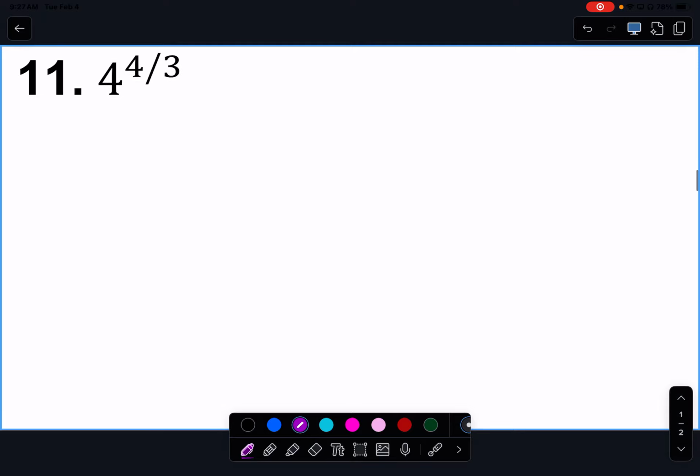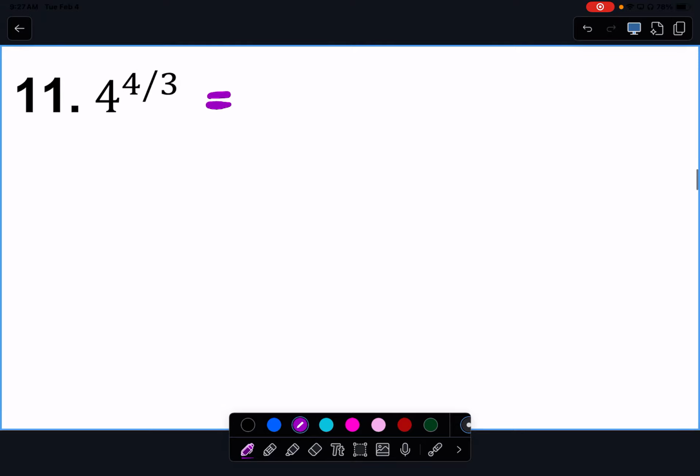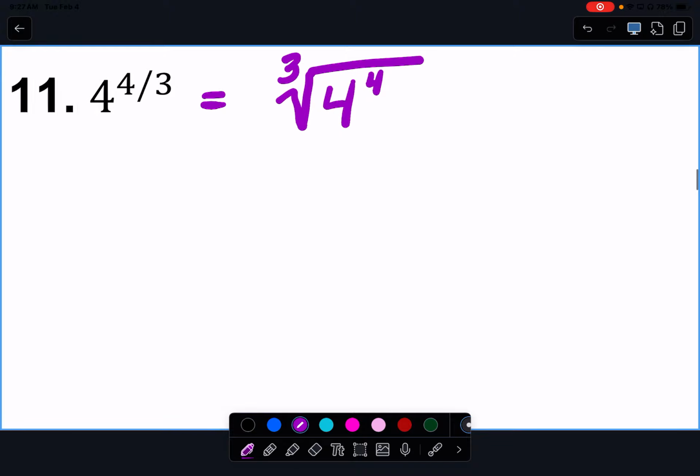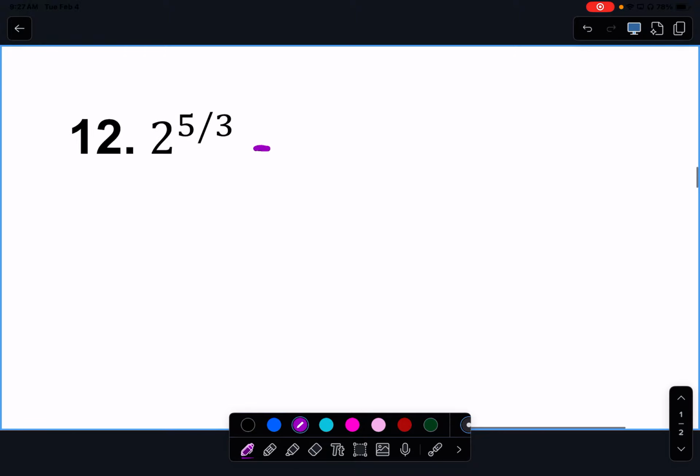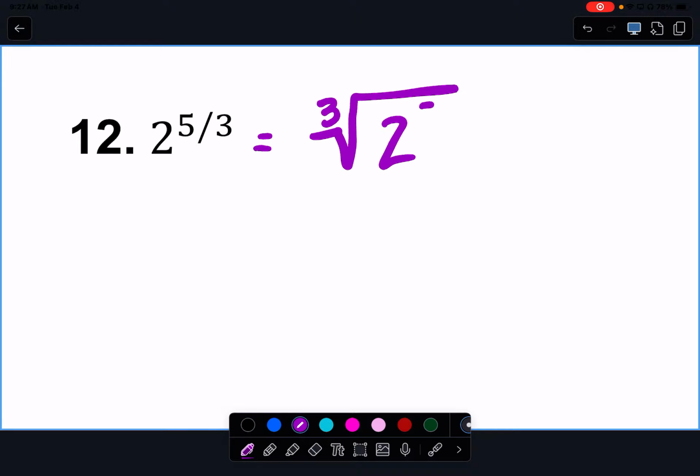All right, for this one, what is this one going to be? What's the root? 3. So we get the cube root of 4 to the 4th power. All right, for this one, we get the cube root of 2 to the 5th power.